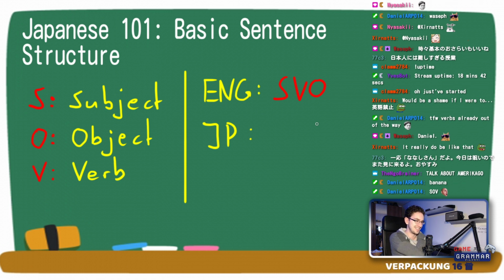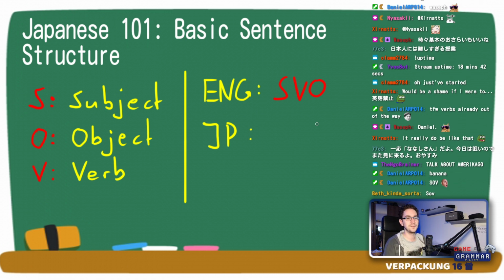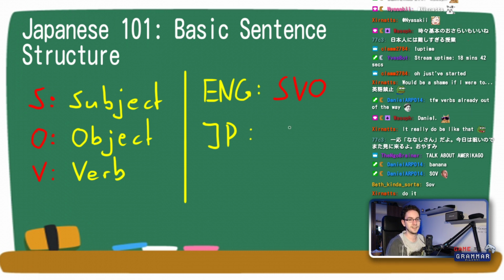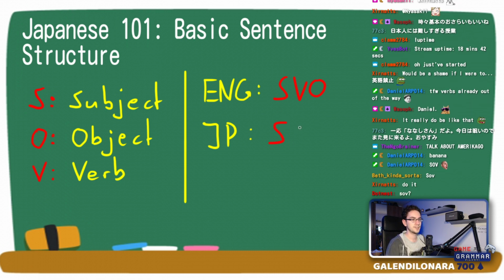S-O-V. We have it. We got it. Yes, S-O-V. Perfect. Okay. That is the core structure of a Japanese sentence: it will always be subject, object, verb. Remember those three, again, subject, object, verb, just like we described.